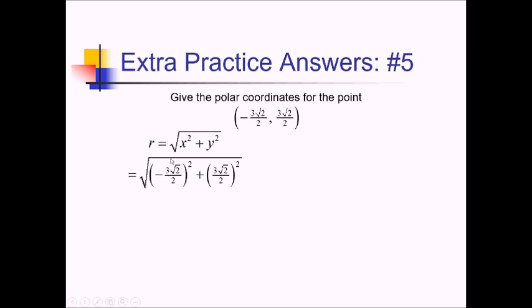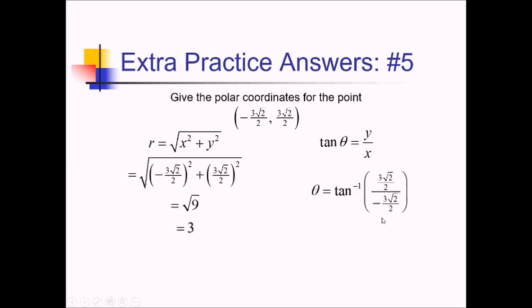This is going to be, let's see, 9 times 2, which is 18, all over 4. So this is going to be 18 fourths plus another 18 fourths. That's a grand total of 36 over 4, which actually just reduces to 9 when all is said and done. Square root of 9 is 3, so that's our radius. And now to get the theta, we know tan of theta equals y over x. So theta is going to be inverse tan of the y value over the x value.